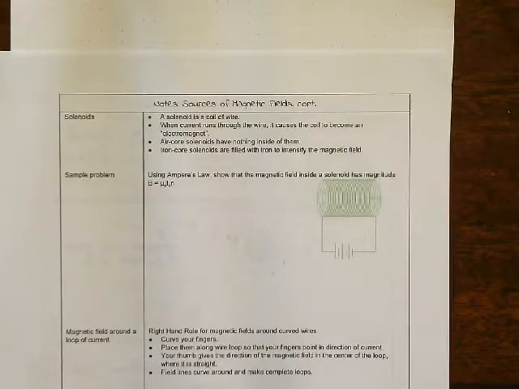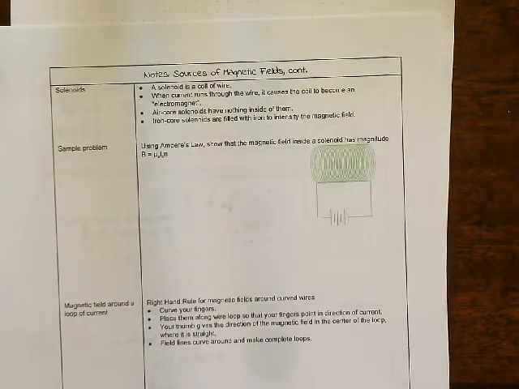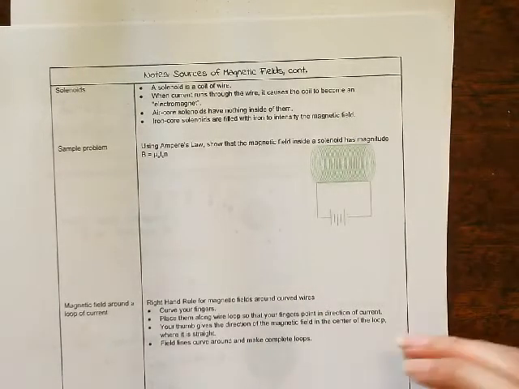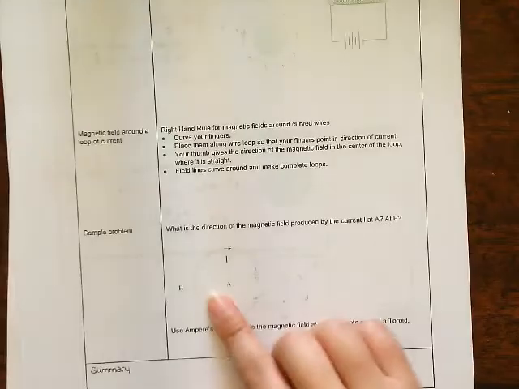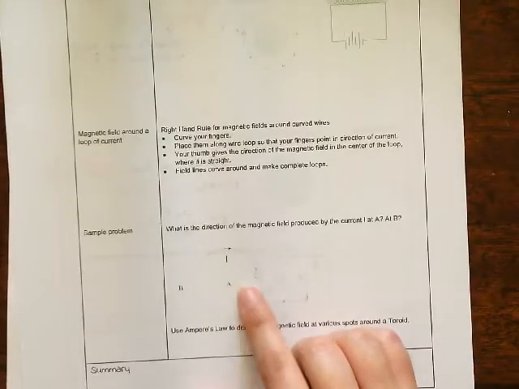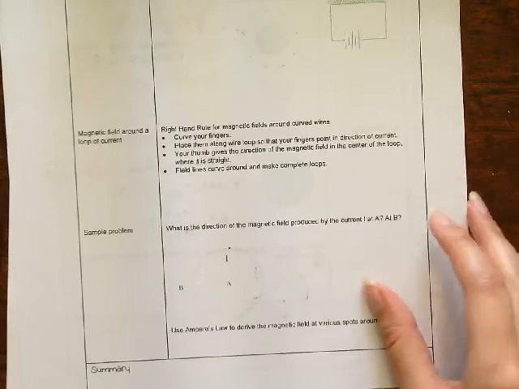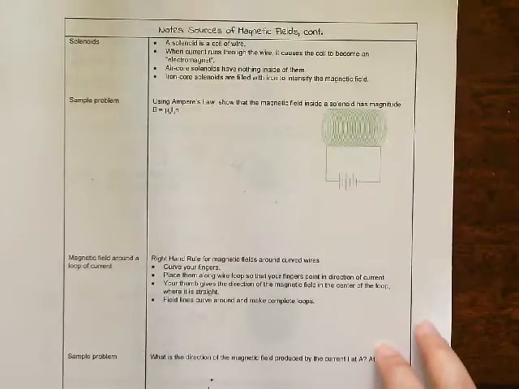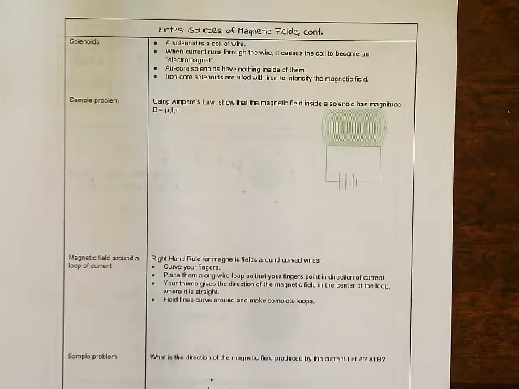Okay, now, solenoids. Very cool, sort of. So the solenoid is a coil of wire. When a current runs through the wire, it causes the coil to become an electromagnet. Well, we can take a moment here and talk about loops of wire. A solenoid essentially intensifies a magnetic field.